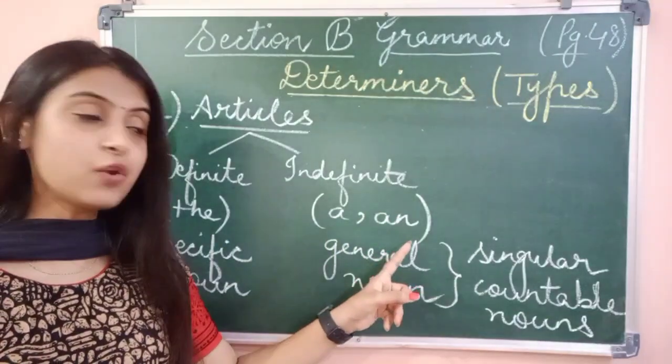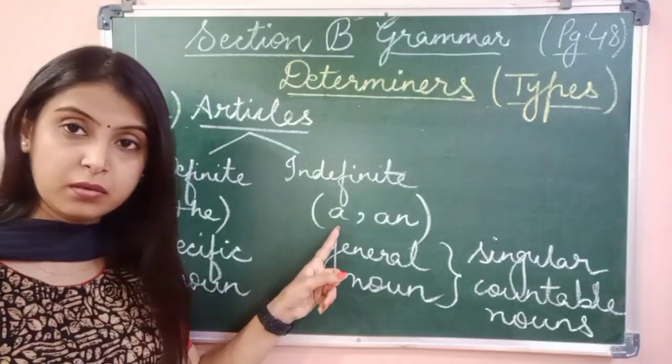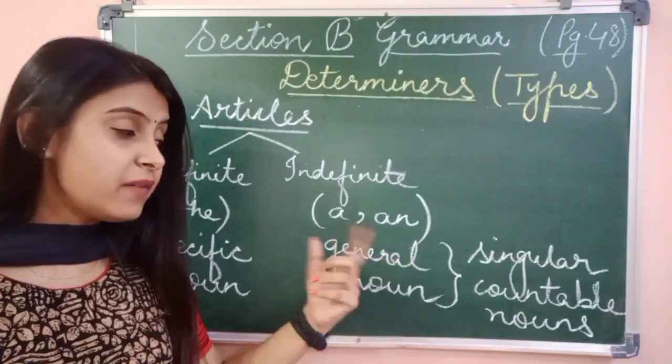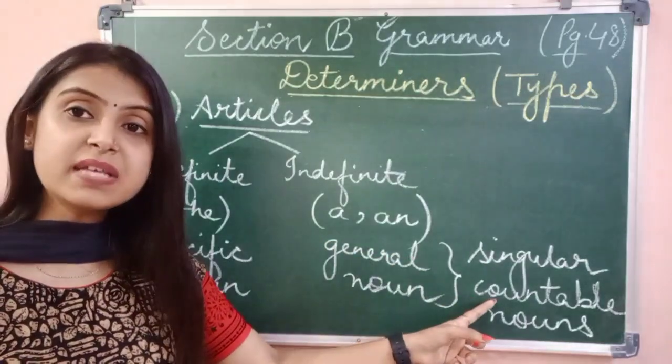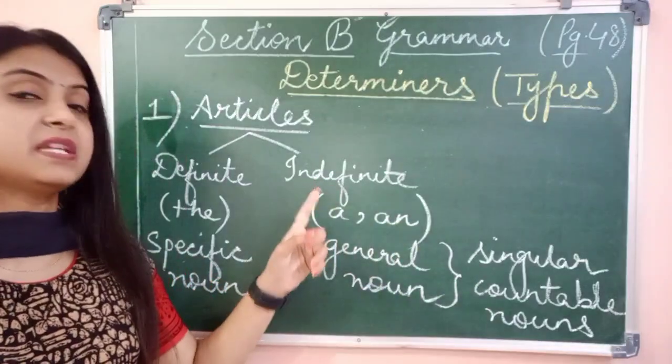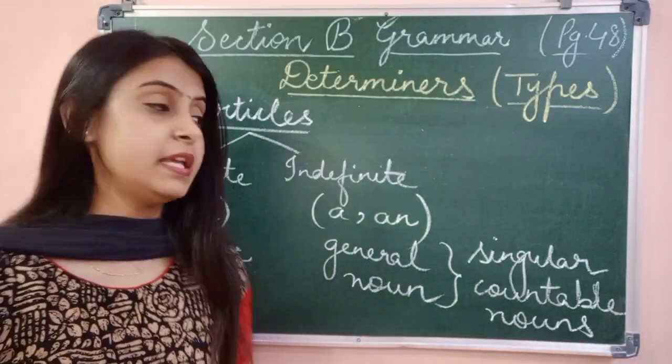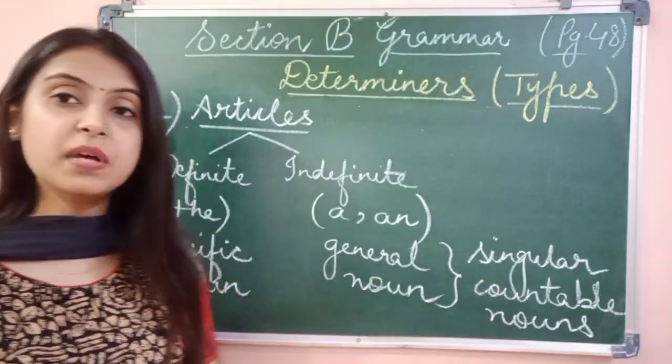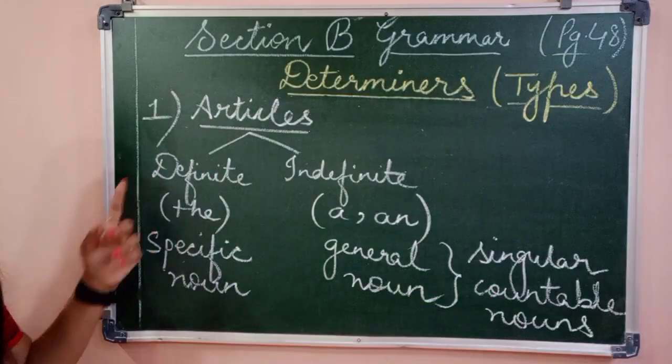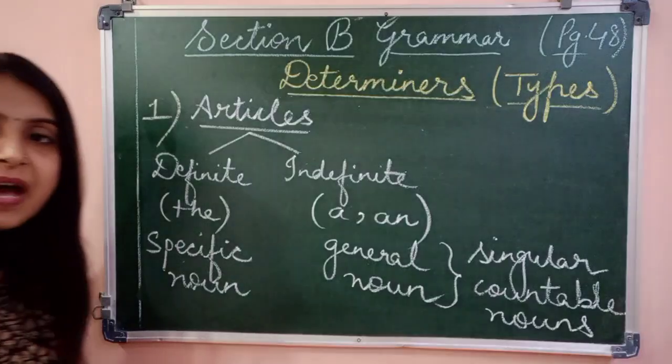Also, you cannot say I want a water. Why will we not say that? Because water is uncountable. So indefinite articles are only and only used before singular countable nouns, and the definite article the is used to specify a noun.